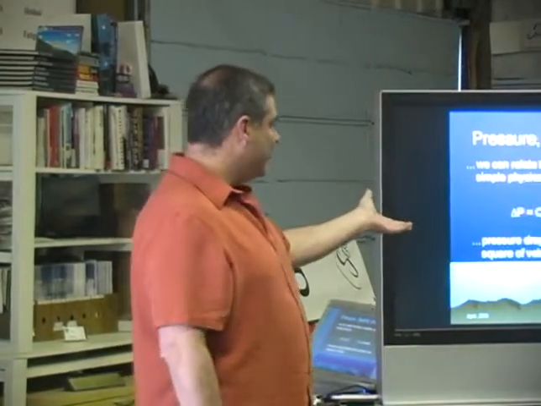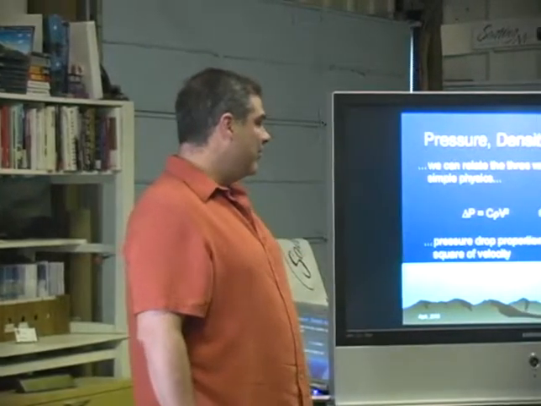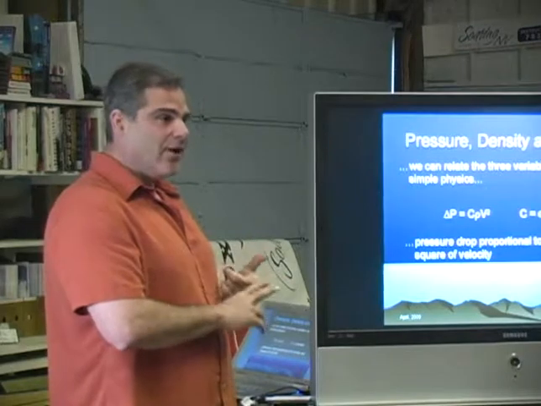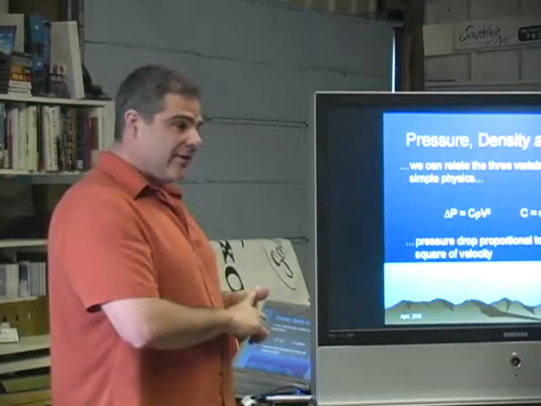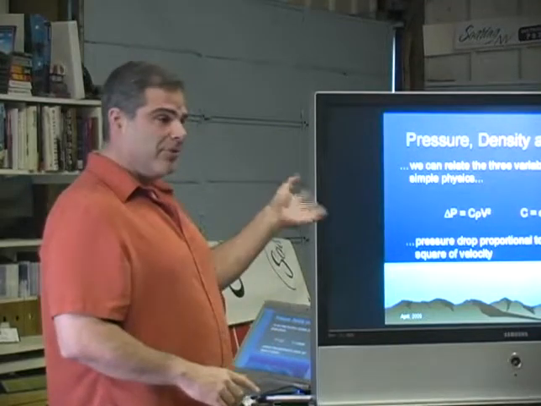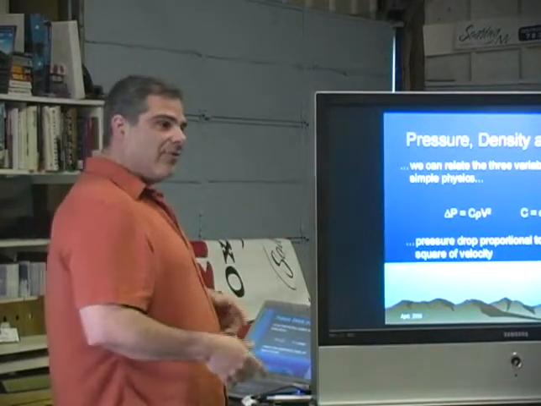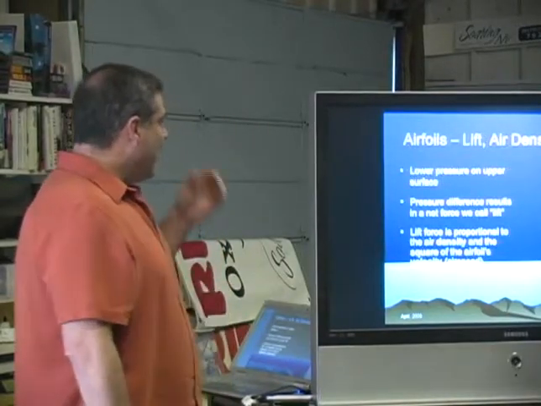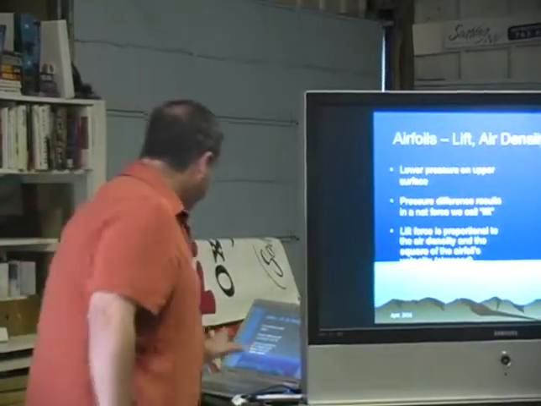And what we get at the end of the day is that the pressure drop in a moving fluid is proportional to the density, and it's also proportional to the square of the velocity. So if you double the density, you double the pressure drop. If you double the velocity, you quadruple the pressure drop. That's actually useful information, and we get it without doing any real math at all. So, how do we apply this to an airfoil?